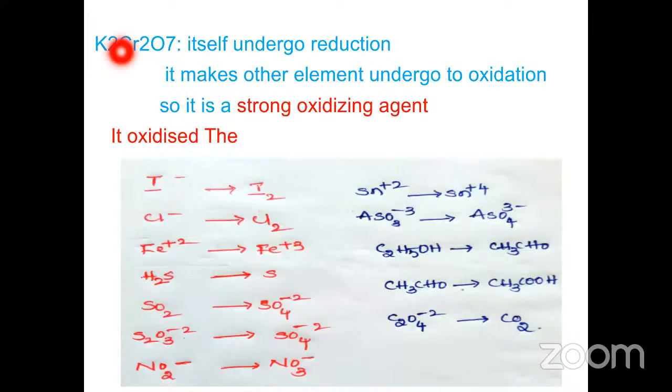Here K2Cr2O7 itself undergoes reduction. That means it makes other elements undergo oxidation, so it is a strong oxidizing agent. It oxidizes ions such as I- to I2, Cl- to Cl2, Sn2+ to Sn4+, and Fe2+ to Fe3+. Remember these, as they are most important for competitive purposes.